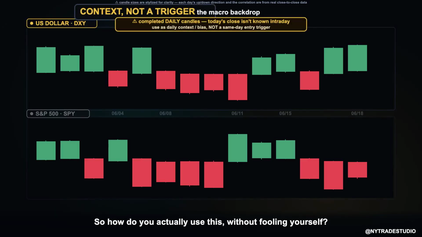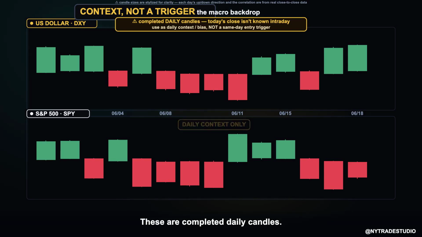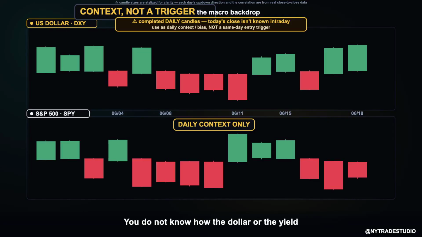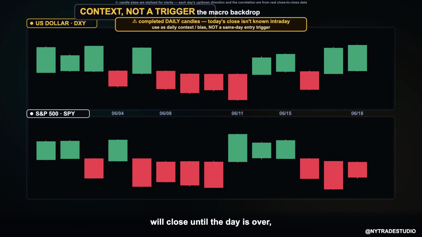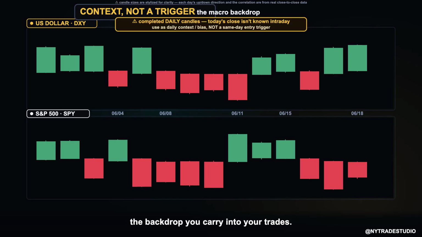So how do you actually use this without fooling yourself? Carefully, and as context, not as a green or red trading light. One important caveat first. These are completed daily candles. You do not know how the dollar or the yield will close until the day is over, so this is not a same day entry trigger. Where it helps is the bigger picture, the backdrop you carry into your trades.